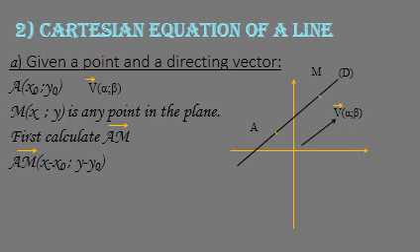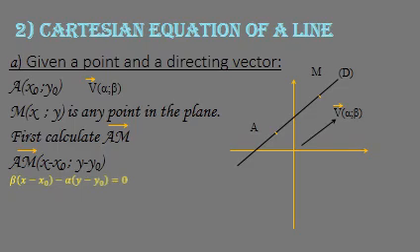The second thing we learned about is how to find the Cartesian equation of a line. So there are two forms, the parametric equation and the Cartesian equation. For the Cartesian equation, the first case is when you have a given point and a directing vector. As you see in the figure, we have a point A that belongs to the straight line D and a directing vector v. As we did in the previous example, we create a point M, any point on the straight line D with coordinates x and y, and create the vector AM: x minus x0, y minus y0. You know that the vector AM and the vector v are collinear.